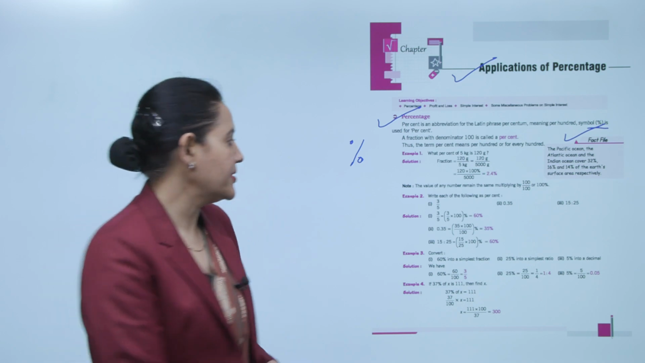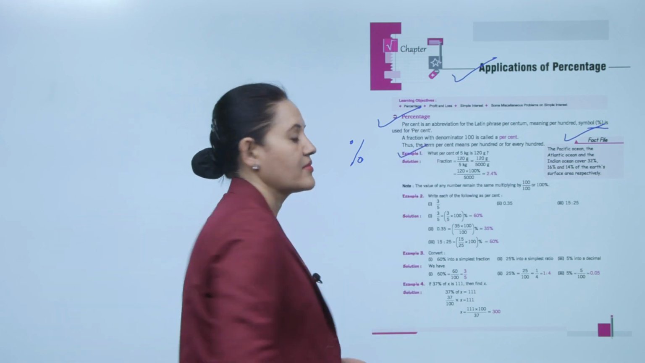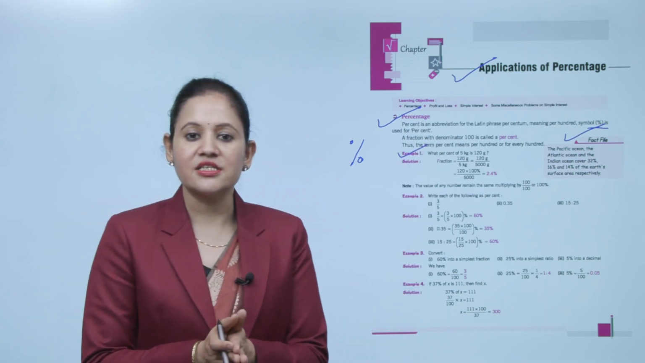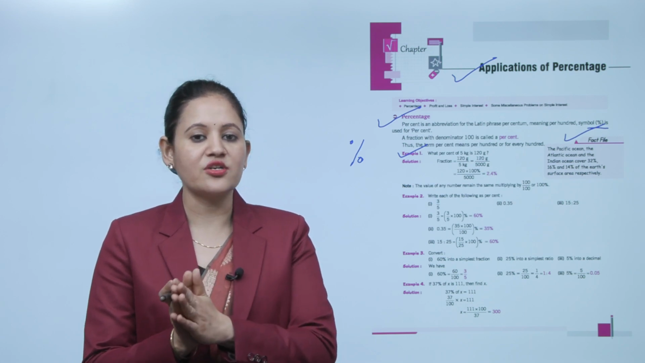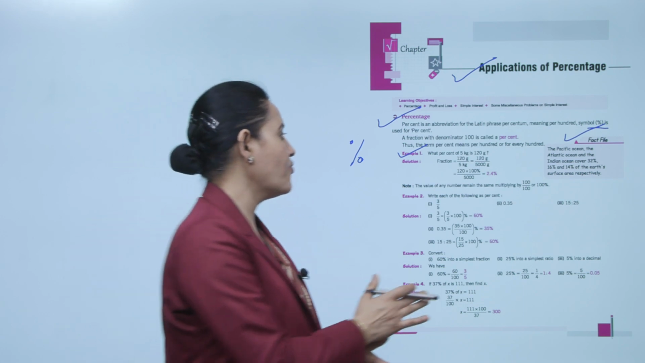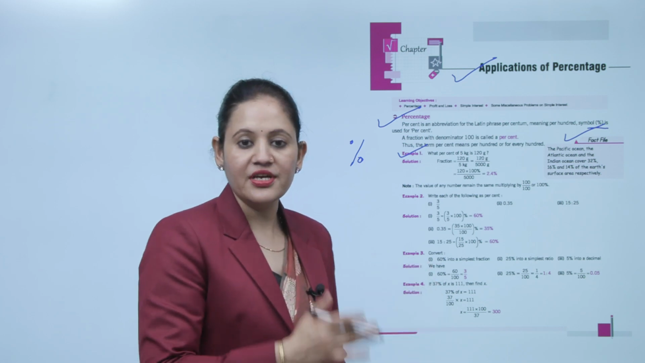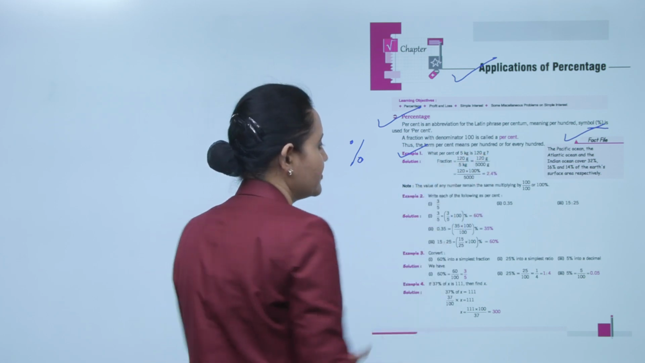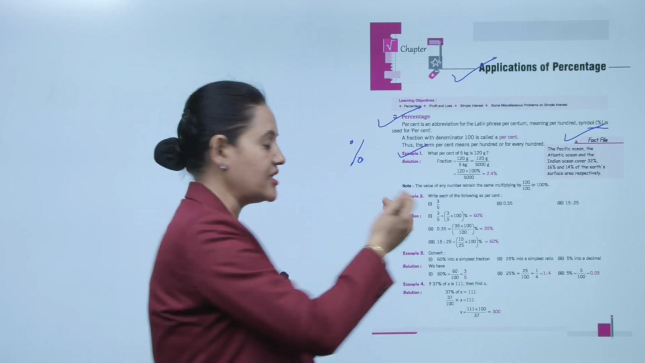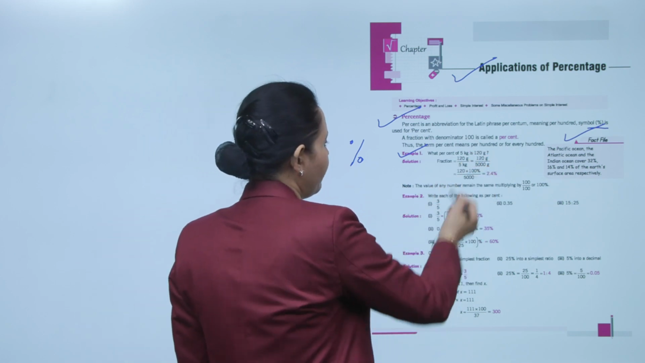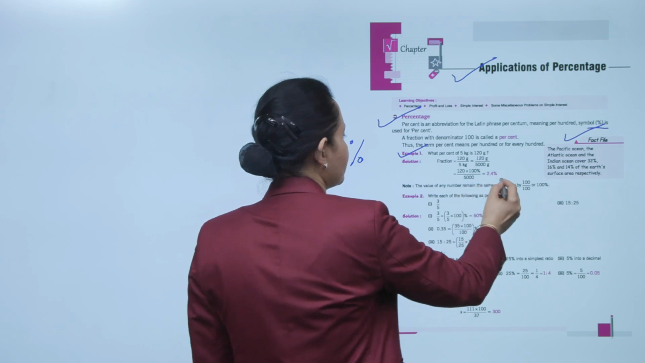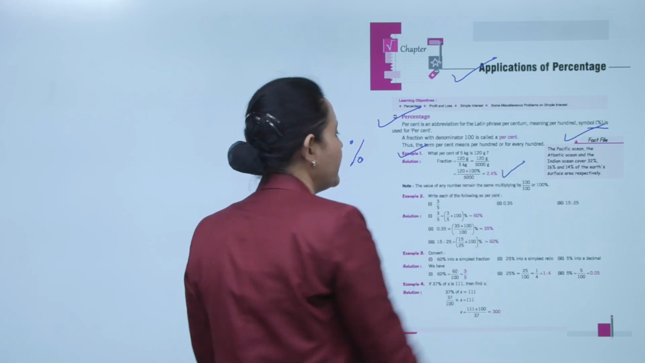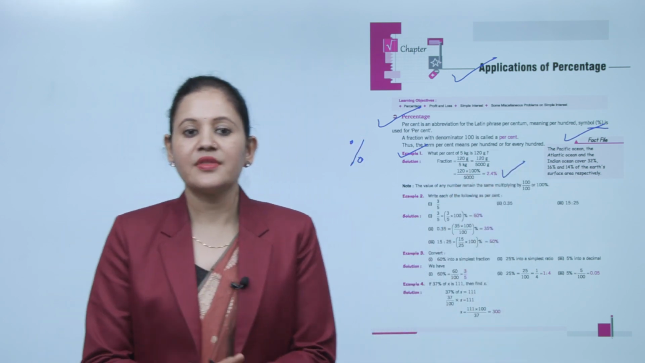Now, we will take an example. What percent of 5 kg is 120 gram? So, the fraction is 120 upon 5 kilogram, and this is gram. So, we will convert into gram. That is equal to 120 upon 5000, that is equal to 2.4%. Clear?